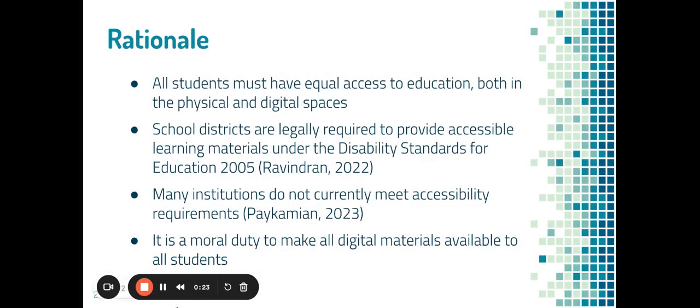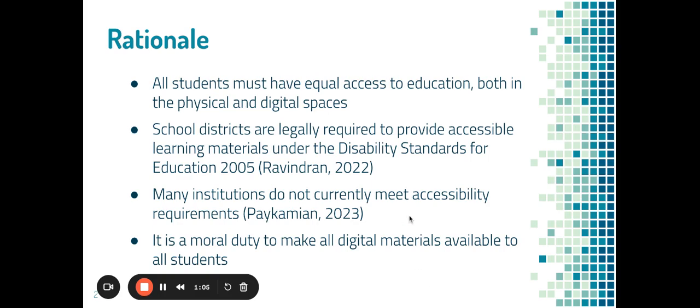So the rationale behind this assignment is that all students must have equal access to education, both in the physical and digital spaces. We expect there to be handicap accessible doors and elevators and ramps. We must expect the same for our online instruction and materials. Not only that, school districts are legally required to provide accessible learning materials under the Disability Standards for Education 2005. This includes creating accessible features for students who may be hard of hearing or may be blind or may have any other cognitive or physical disability.